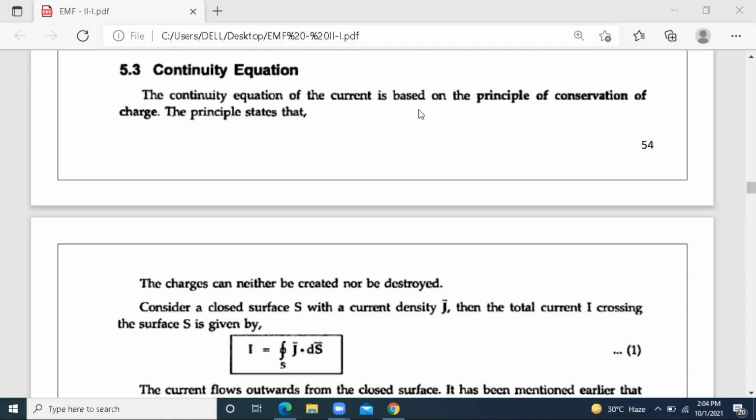So we're going to use some of this class for the continuity equation. The continuity equation of the current is based on the principle of conservation of charge. Charge can neither be created nor be destroyed.